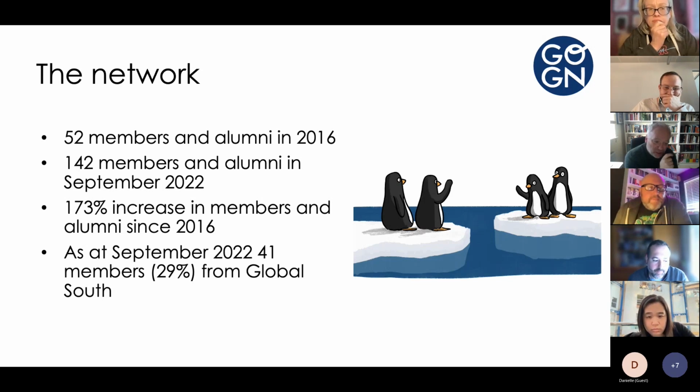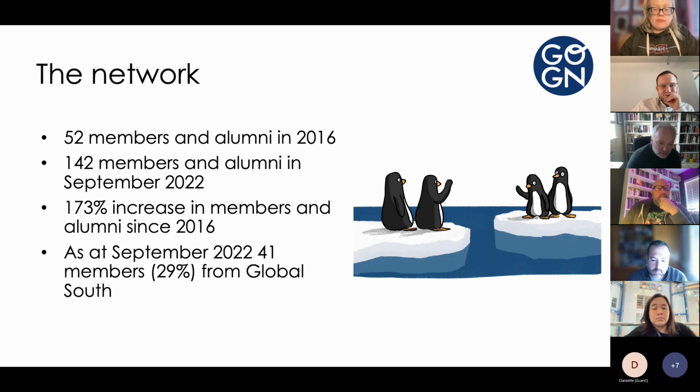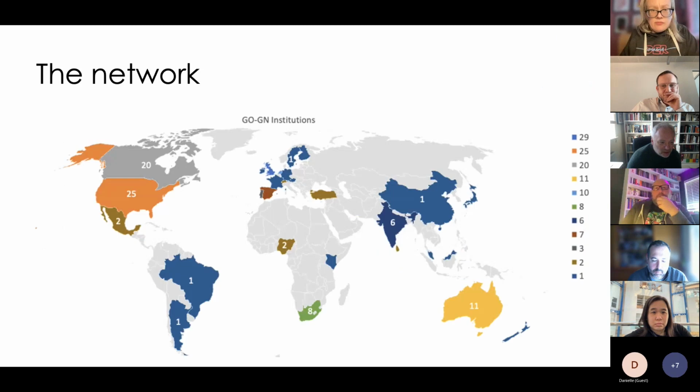So we've seen quite a large increase in membership, and we've been trying to increase the number of members from the global south, because a lot of OER work, as many of you may know, tends to be dominated by the US, Canada, and Europe in particular. So we're specifically trying to target membership from the global south, that we think will really benefit from being part of the network. Is there another slide for me, Beck?